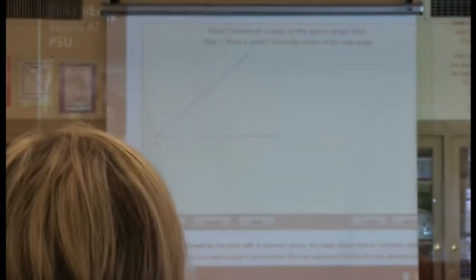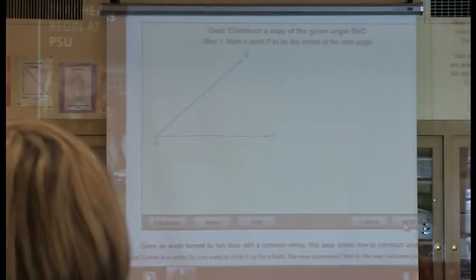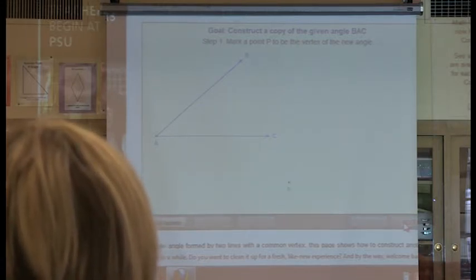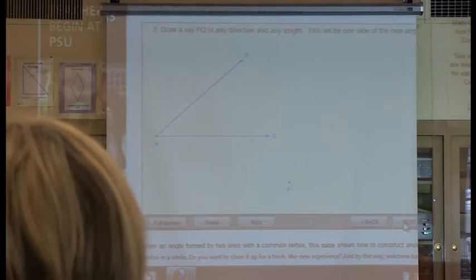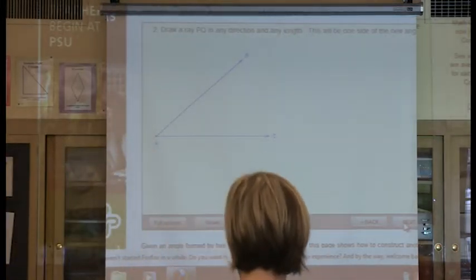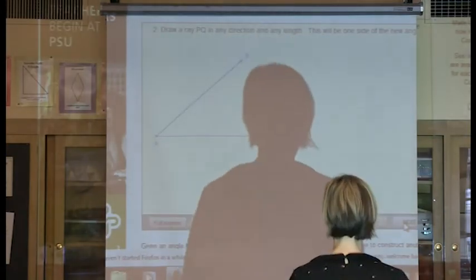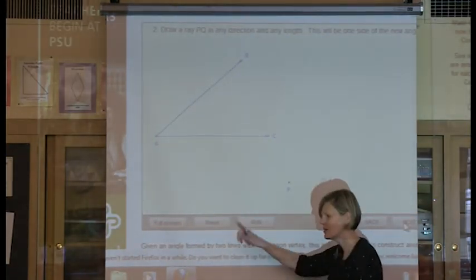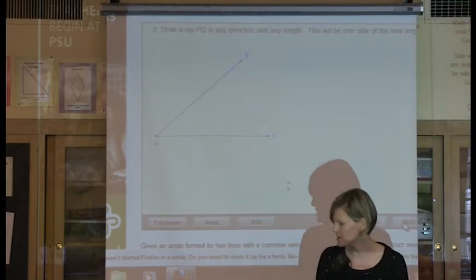All eyes up on the screen. This is what we're going to do, okay? So you're going to kind of model step by step. Here we go. This is how you copy an angle. Step 1, you're going to make a new point somewhere near the angle. So see how they made point P? So somewhere by your angle ABC, somewhere over here-ish, make a dot, call it P.